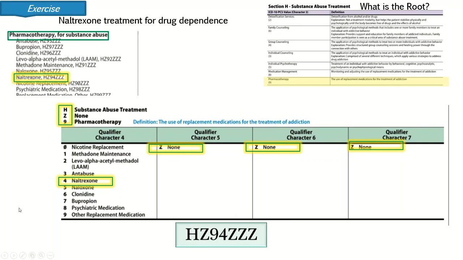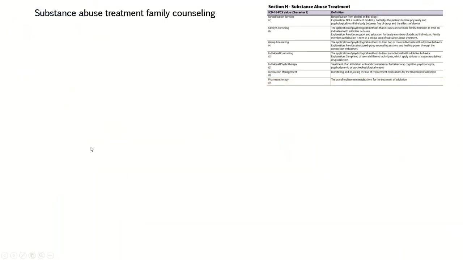Coders, how are you? Are you ready for another exercise? Well, I know you are, and if you got that correct, outstanding. But if you learned something, coders always know that's priceless. All right, we're embarking upon our final exercise. This is substance abuse treatment, family counseling. What is the root type?